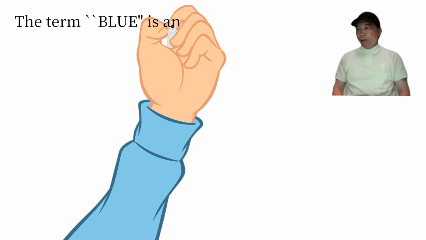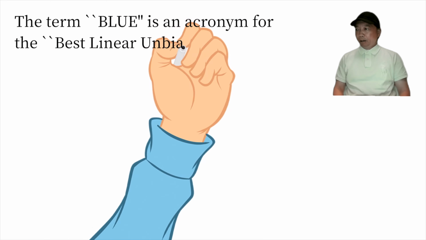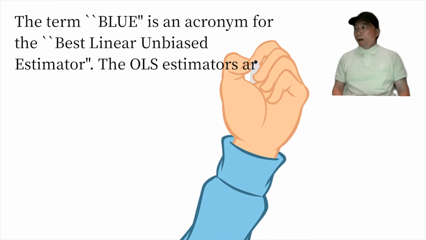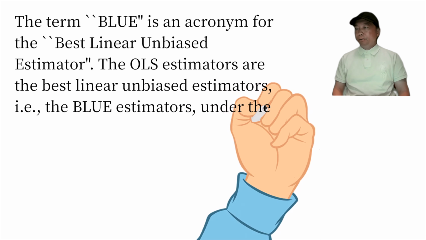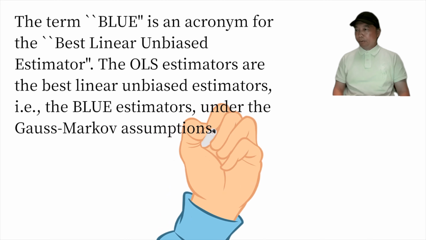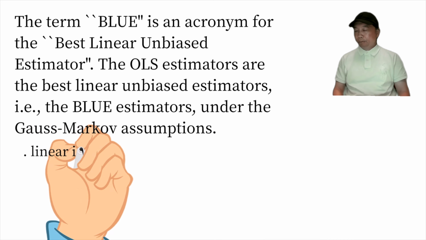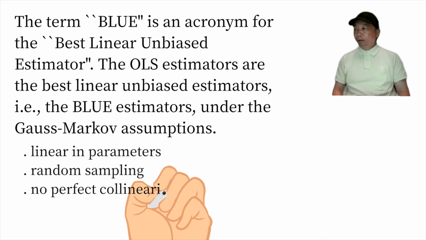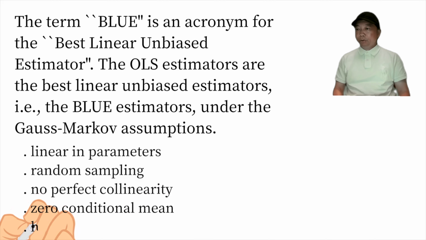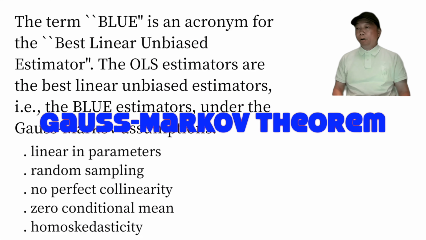The term BLUE is an acronym for the best linear unbiased estimator. The OLS estimators are the best linear unbiased estimators, that is, the BLUE estimators, under the Gauss-Markov assumptions. In other words, estimators using the ordinary least squares method have the smallest variance among all linear unbiased estimators under the following 5 assumptions: linear in parameters, random sampling, no perfect collinearity, zero conditional mean, and homoscedasticity. This result is called the Gauss-Markov theorem in econometrics.